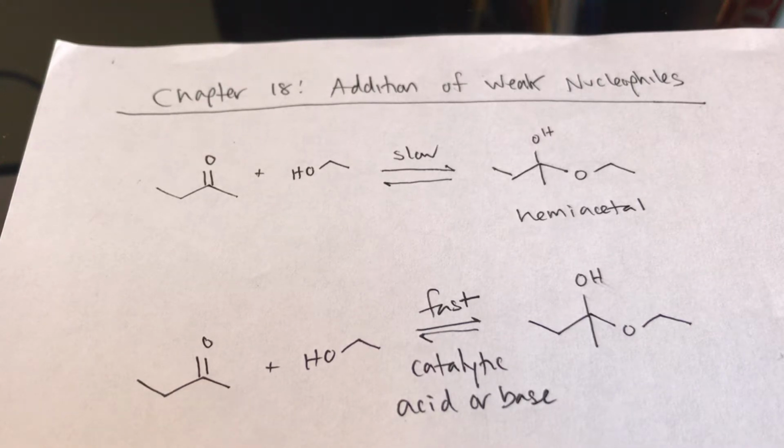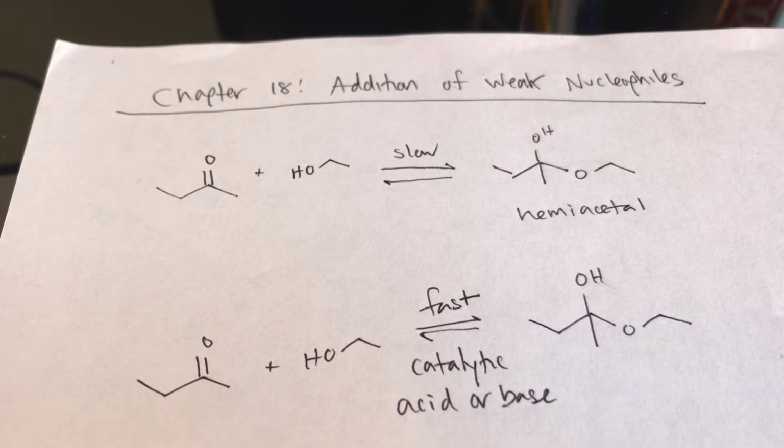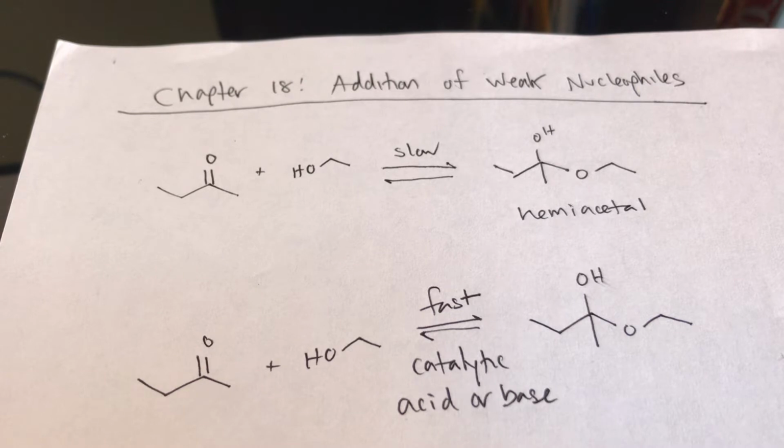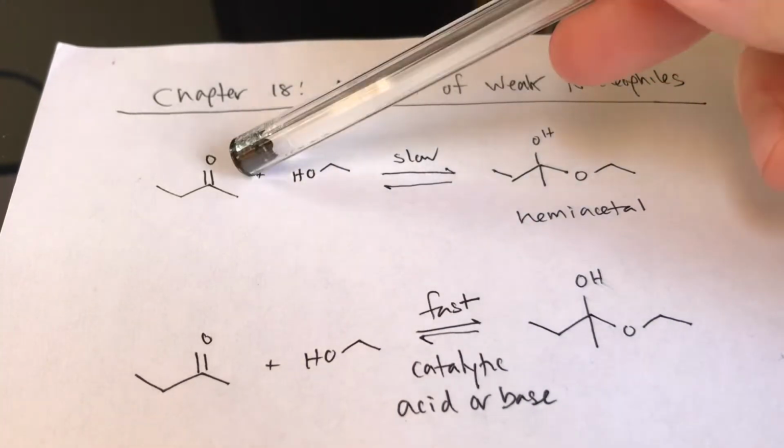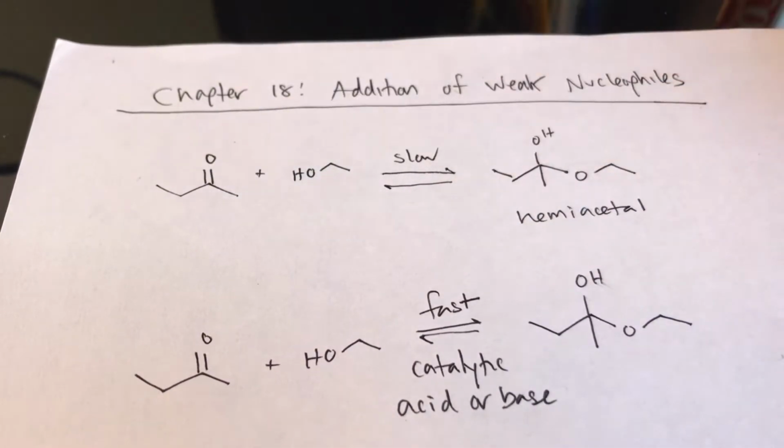Hello, and welcome to chapter 18. If we just did chapter 17, that was nucleophiles adding to polar pi bonds. So something with a negative charge coming in and reacting with a functional group like a ketone here. Today we're going to look at how you can do reactions with weak nucleophiles. So this is really what chapter 18 is all about.